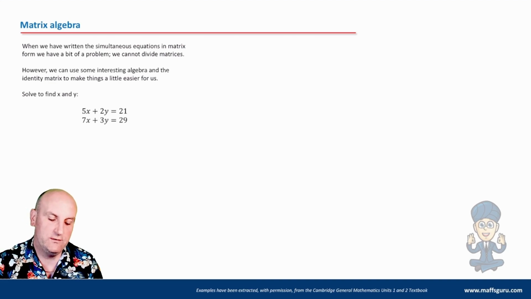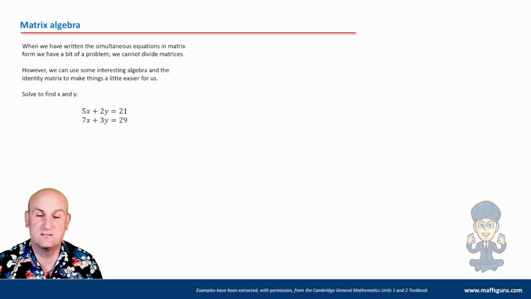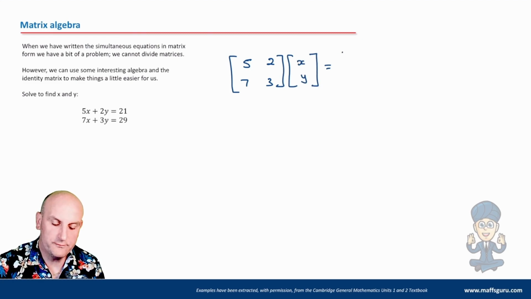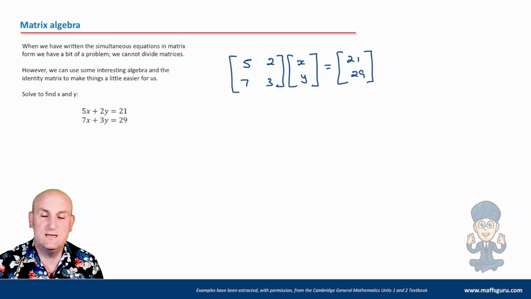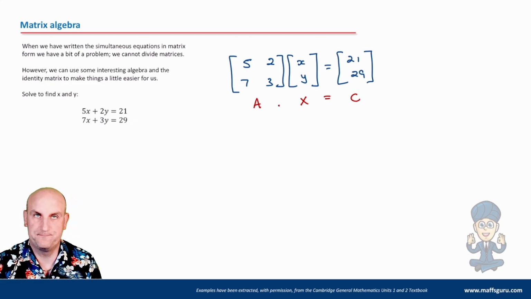Right, the first thing I'm going to do is I'm going to write these equations here in matrix form. To solve simultaneous equations, I've got to write them in matrix form. So we have 5, 2, 7, 3, xy equals 21, 29. Now, for some reason in matrices, we would generally call this capital A, we would generally call that capital X, and we generally call that C. So we know that A times X equals C.